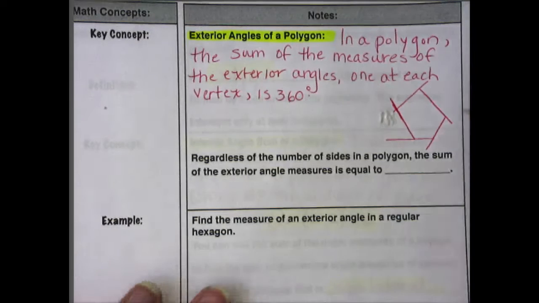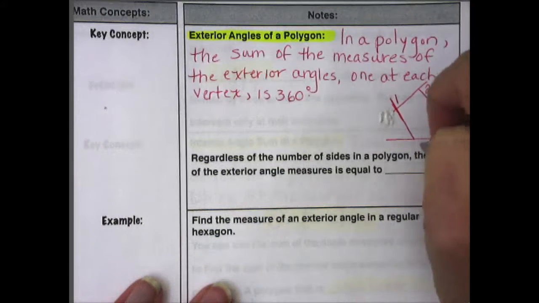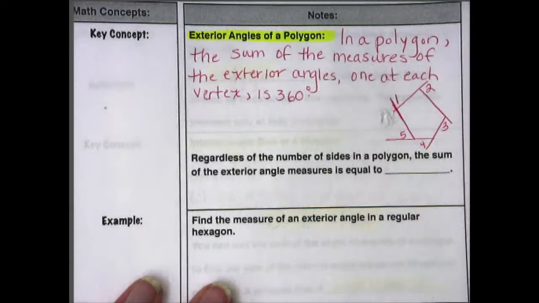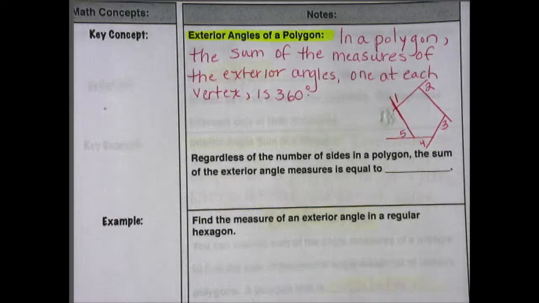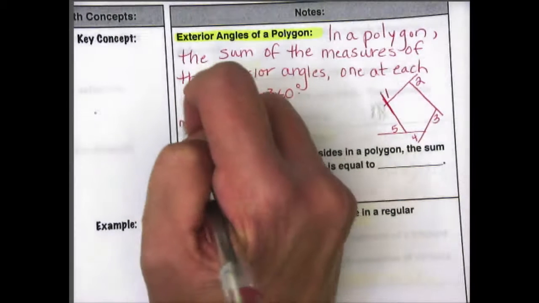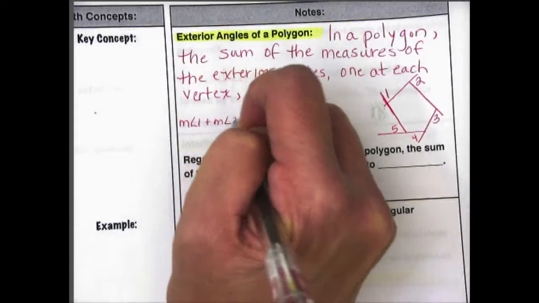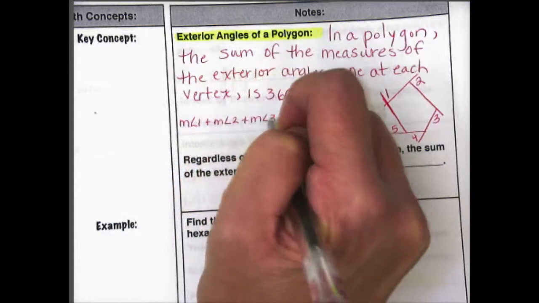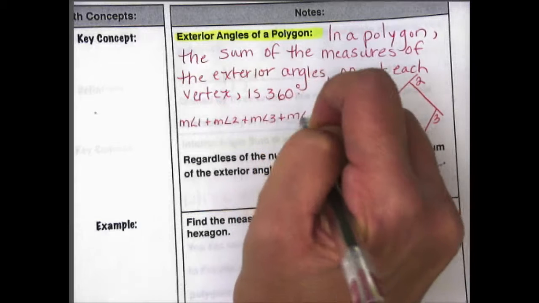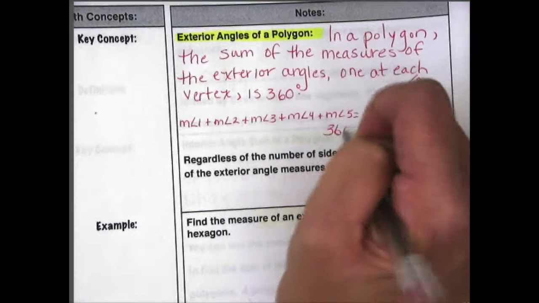So we have angle 1 exterior, 2 exterior, 3 exterior, 4 exterior, and 5 exterior. This is a 5-sided figure, 5 exterior angles at each vertex, so we have 5 exterior angles. So the measure of angle 1 plus the measure of angle 2 plus the measure of angle 3 plus the measure of angle 4 plus the measure of angle 5 equals 360 degrees.